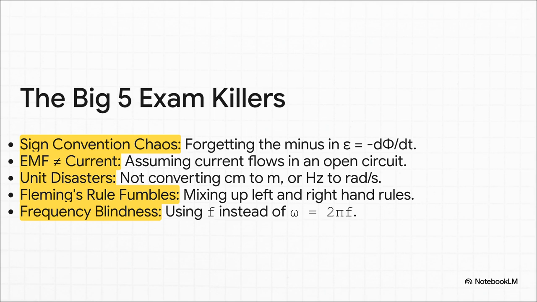Number 1, sign convention chaos. Number 2, the EMF versus current confusion. Number 3, unit disasters, always convert. Number 4, Fleming's rule fumbles. And number 5, frequency conversion blindness. Know your enemy and you cannot be defeated.